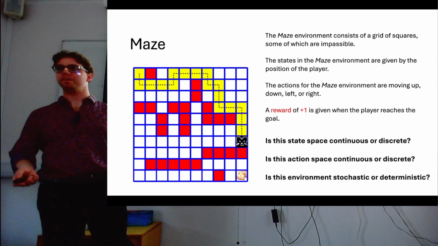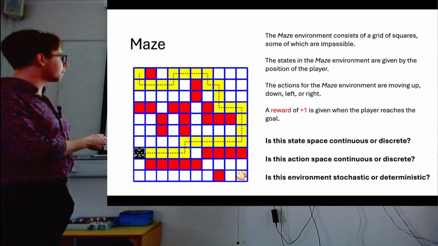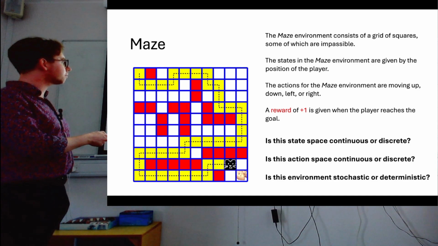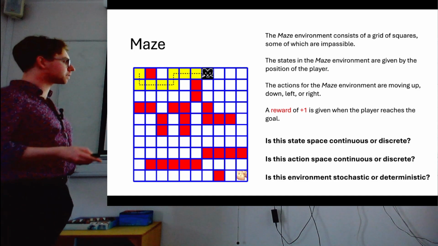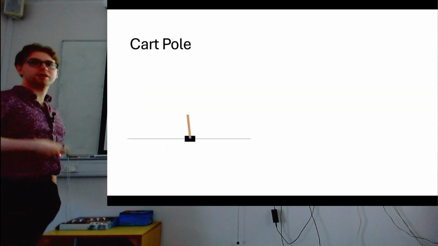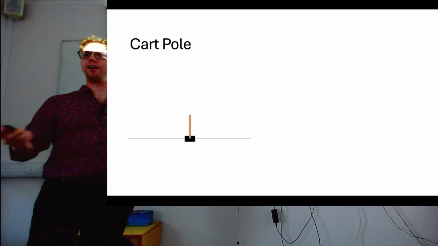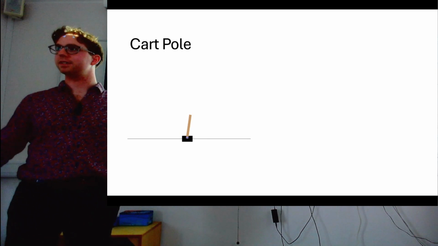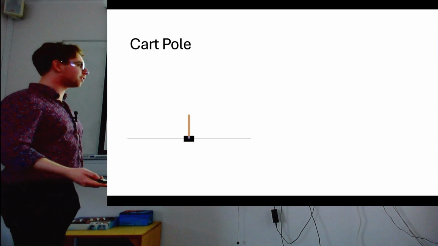Deterministic? Yeah, it's a deterministic environment because if I'm here and I go down, then I'm always going to end up here. There's no randomness involved. Okay, bit harder. Cart pole. Cart pole is a classic because if your algorithm can't solve cart pole, it definitely doesn't work. So you know that you've implemented it wrong.